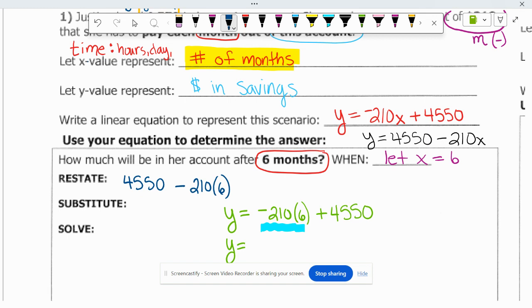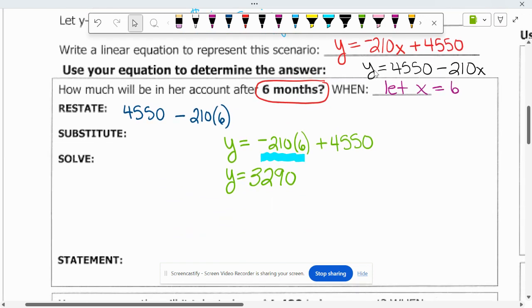Negative 210 times 6 plus 4,550. What did you get? 3,290? Yeah. 3,290. Thank you guys. Okay. So that's how much money she's going to have in her account after 6 months.